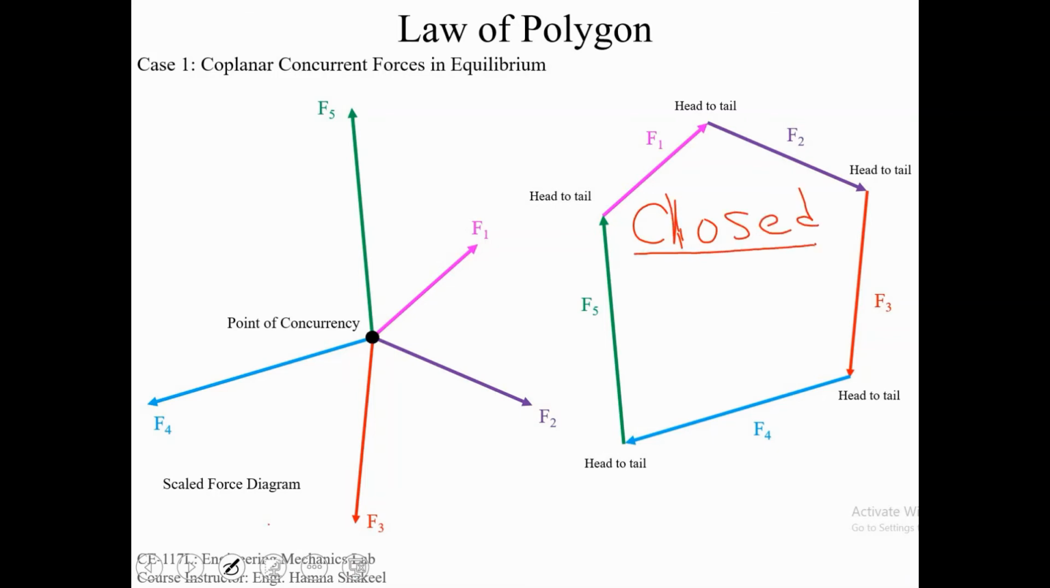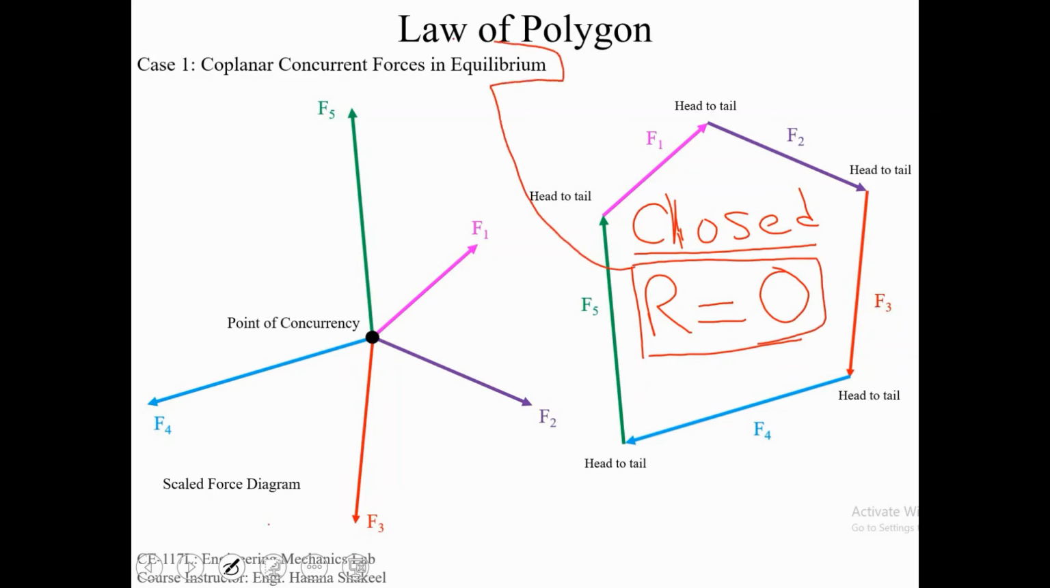So when you have a closed polygon, it means that the resultant is equal to 0. And the resultant should have been equal to 0 because our system of forces was in equilibrium. So if you get a closed polygon, it means that there is no resultant acting on it and your system is in equilibrium.